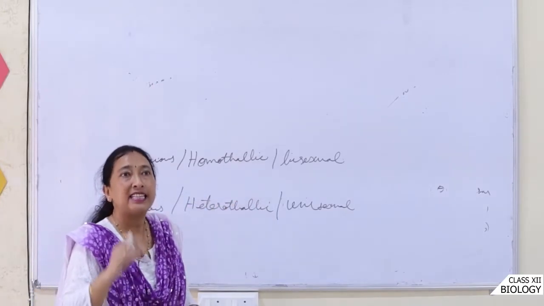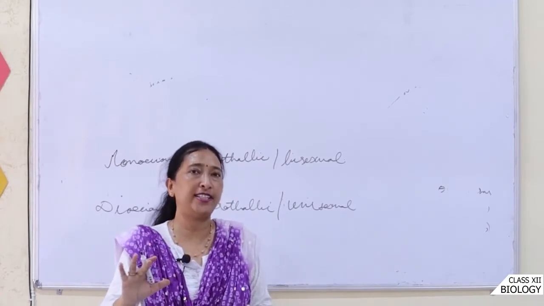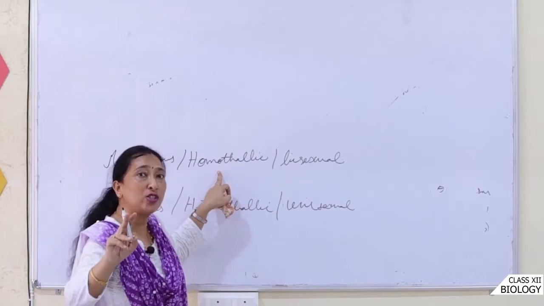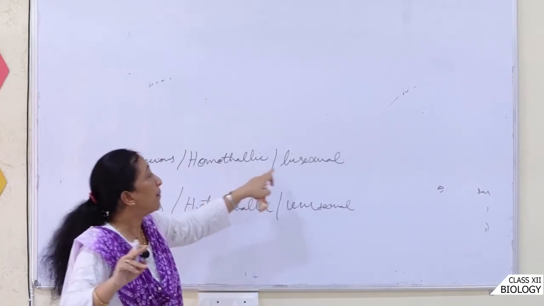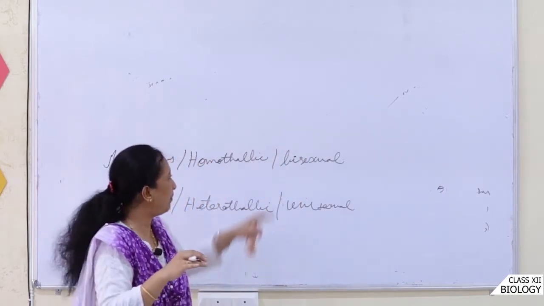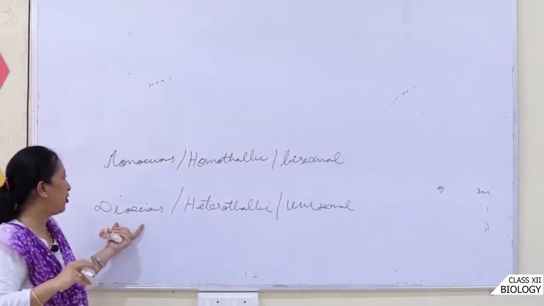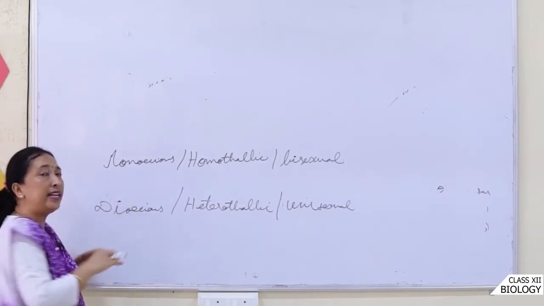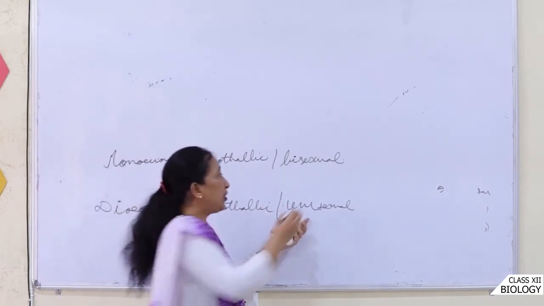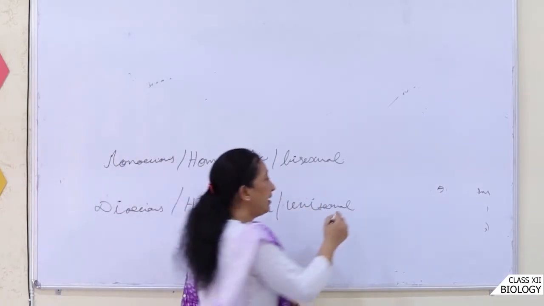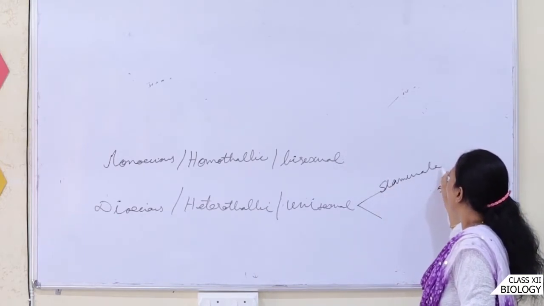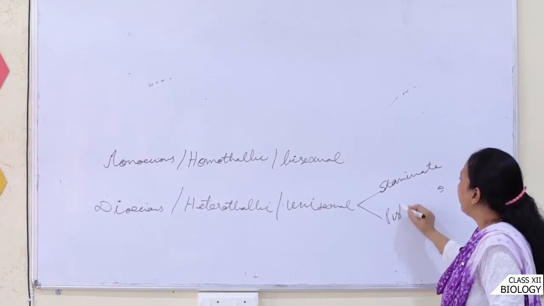What is a thallus? Thallus is a structure which cannot be differentiated into true root, stem and leaves, that is homothallic. So both the sex organs will be found in the same thallus. Bisexual, both the sex organs will be found in this. Now, dioecious, sex organs are found in separate, heterothallic, in separate thalli. Unisexual, that is either it will be staminate or it will be pistillate.